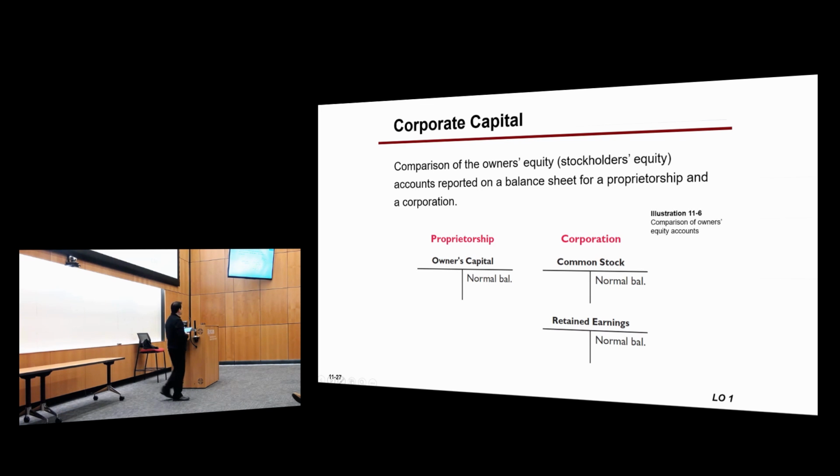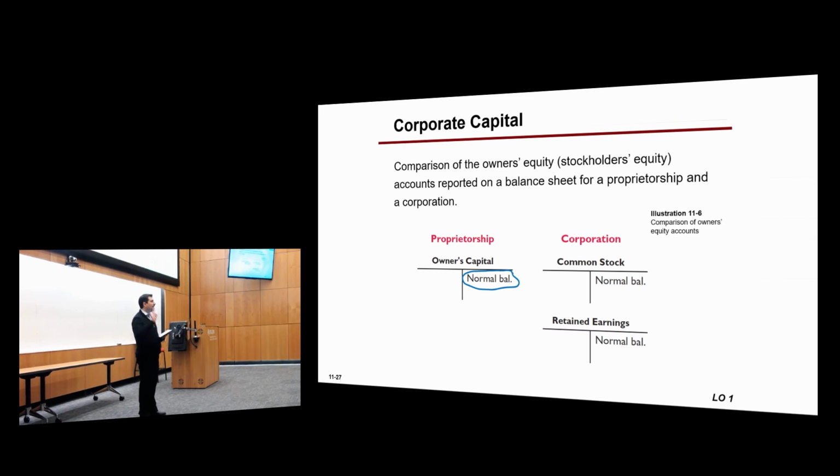Now, this is to compare. This slide simply shows that it compares capital accounts between ownerships, partnership or proprietorship, and corporations. For proprietorship, it will be one capital account for the owner. If it is a partnership, it would be one capital account for every owner. So it would be owner one's capital. Then you have here the normal balance is, as usual, for equity, credit. It has normal credit balance.